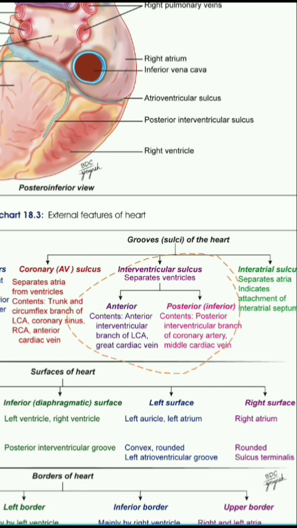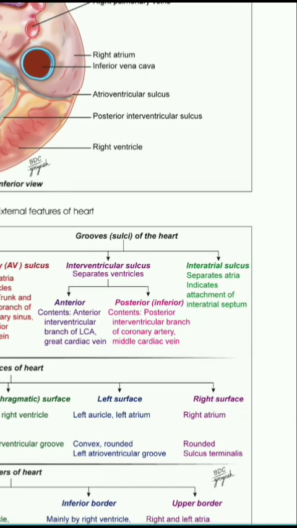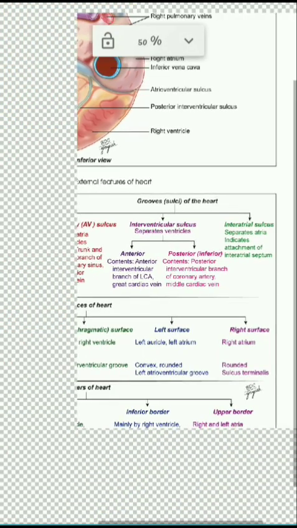If we see the interventricular sulcus, it is composed of anterior and posterior parts. The anterior part contains anterior interventricular branch of left coronary artery and great cardiac vein, and posteriorly we see posterior interventricular branch of right coronary artery and middle cardiac vein. Interatrial sulcus separates the atria and indicates attachment of the interatrial septum.